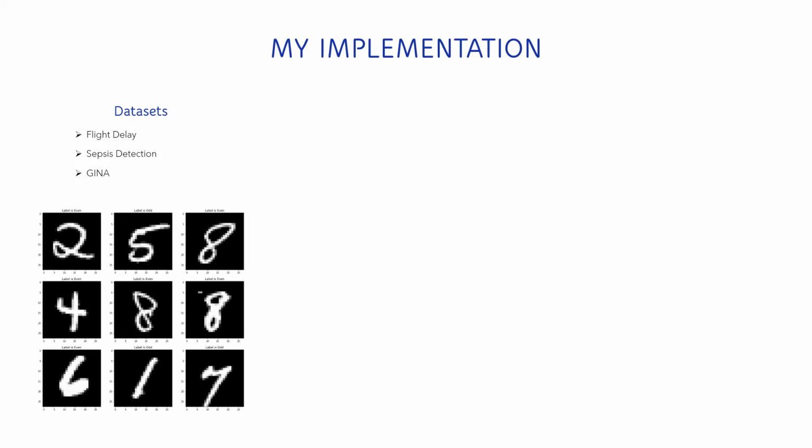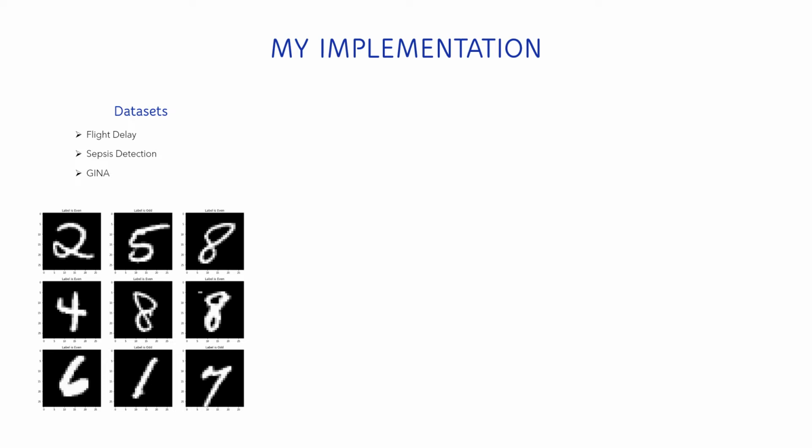I will continue by talking about my implementation for this project. First, let me introduce the datasets I chose. First, the flight delay, where the goal is to predict if a flight will be delayed more than 15 minutes. Then, the sepsis detection, where given a patient health record, it should say whether the patient has the syndrome or not. And finally, GINA, which is a subset of MNIST, where the goal is to say if a number is even or odd.